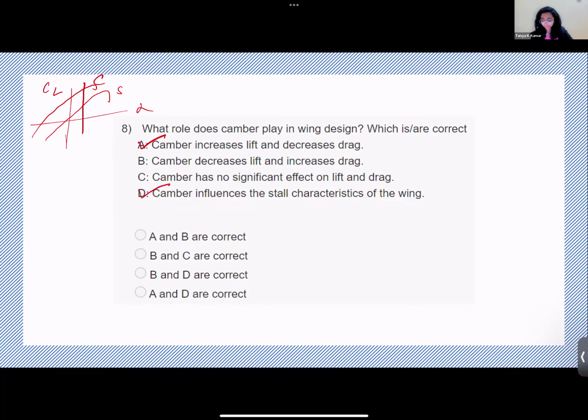So it influences the stall characteristics. In the same graph, you can see that the stall angle is reduced in the case of cambered airfoil when compared to symmetric airfoil. So it does have an effect on the stall characteristics. So both A and D are correct.